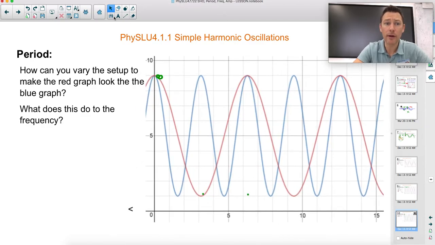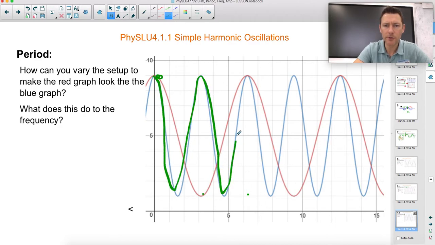How could you go the other way around? Red is the same that we've always been working with, but now blue goes 1, 2, we've halved the period. How could we do that physically, right? We're messing with the period. Think about that. What does that do to the frequency?